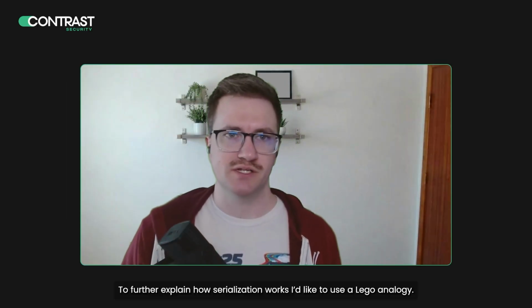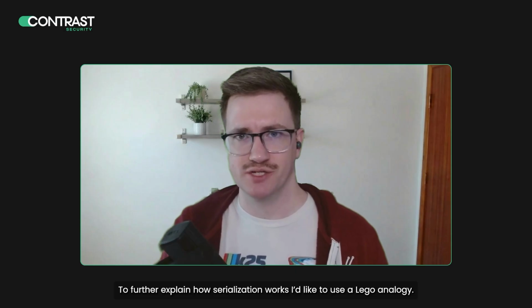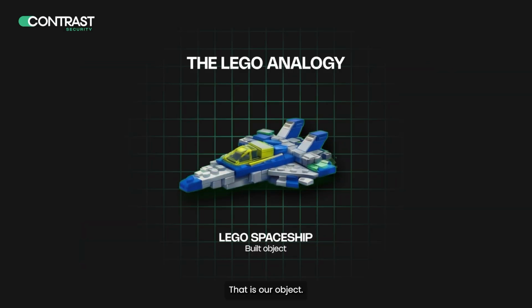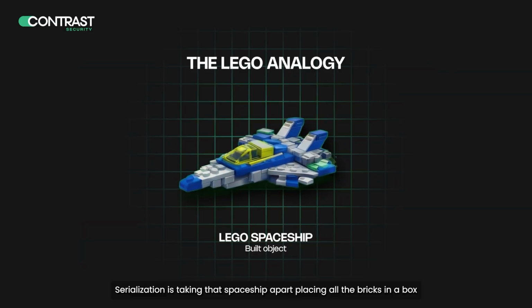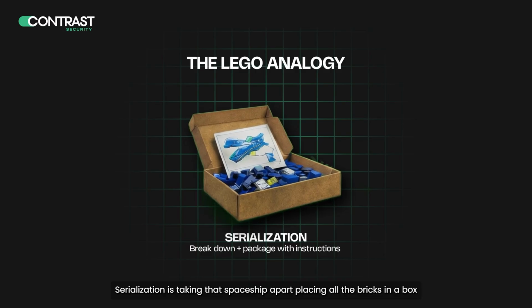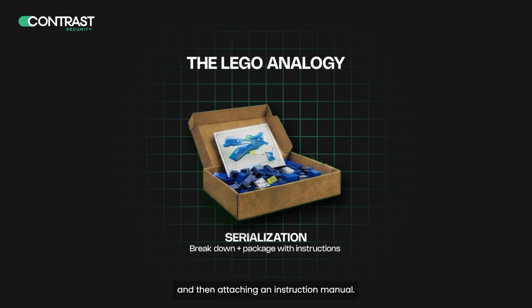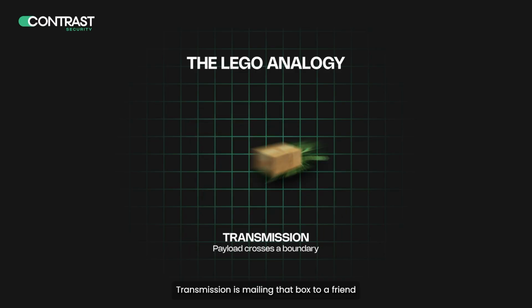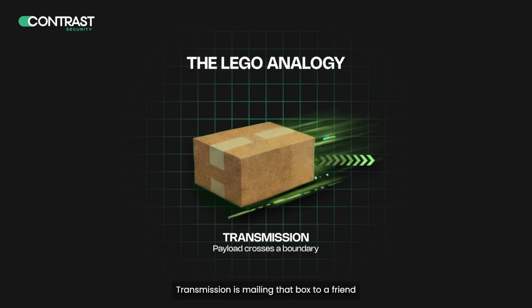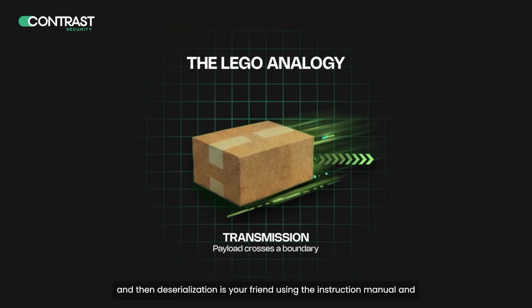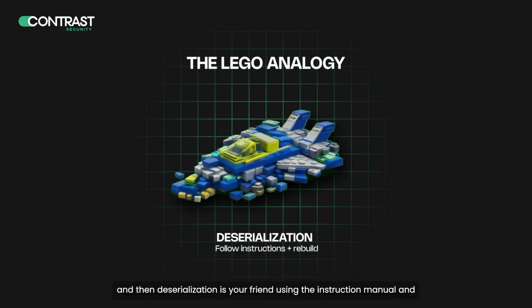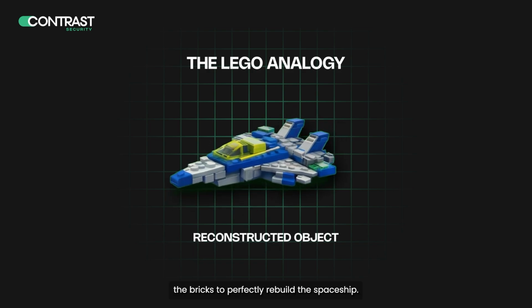To further explain how serialization works, I'd like to use a Lego analogy. Think of a Lego spaceship you built. That is our object. Serialization is taking that spaceship apart, placing all the bricks in a box, and attaching an instruction manual. Transmission is mailing that box to a friend, and then reassembly, or deserialization, is your friend using the instruction manual and the bricks to perfectly rebuild the spaceship.